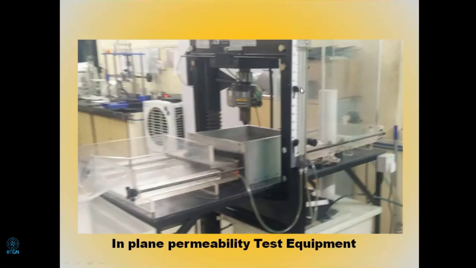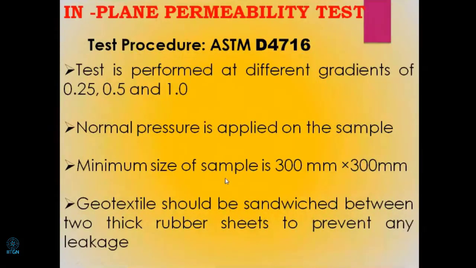Water head is maintained, temperature is to be maintained, and the water comes through here, and then it passes through the in plane of the geotextile. After coming through this, water comes in here, and then we collect it through this in the jar. Again, the same procedure: we have to record the time and the volume of the water collected during that time. The minimum size of the sample is 300 mm by 300 mm, and as I already told you, the geotextile should be sandwiched between 2 thick rubber sheets to prevent any leakage.